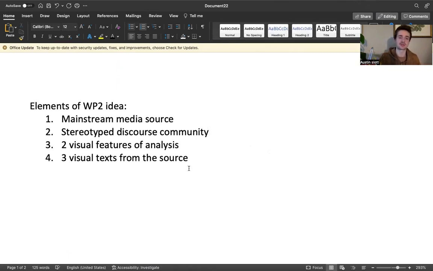And that gets us to the last one, the three visual texts. We need to make sure that we have no more, no less than three, but you'll use the same two visual features of analysis to look at each one. So it's not like, okay, first text, I'm going to look at body language and makeup. And then the second one, I'm going to look at hair and clothing. And the last one, I'm going to look at production design. No, same two for all three. All right.